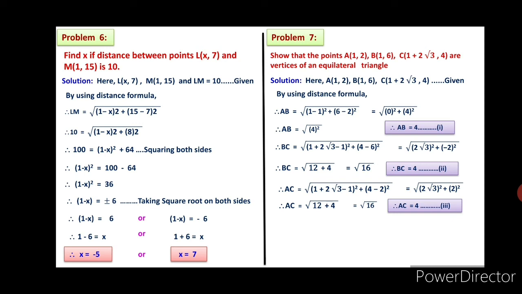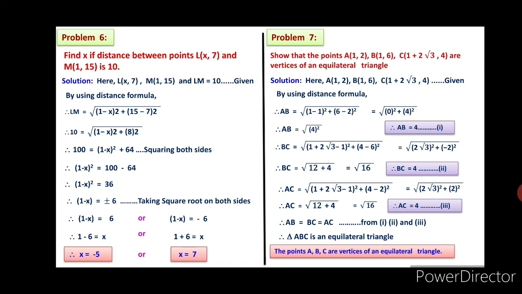From 1, 2 and 3, friends, you will come to know that the right hand side is same, that is 4, 4, 4. All the distances are same. Now, all length of the segment is same, but these are the sides of a given triangle. Therefore, AB is equal to BC is equal to AC, that is from 1, 2 and 3. Therefore, you can write that triangle ABC is an equilateral triangle. Therefore, the points A, B, C are the vertices of an equilateral triangle.